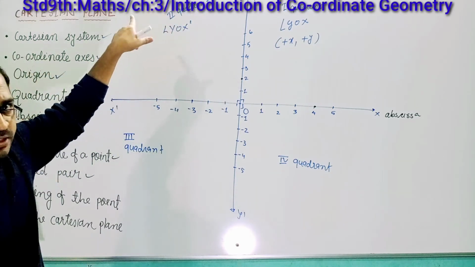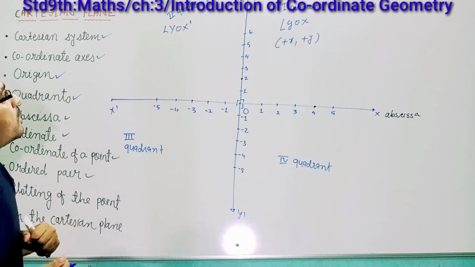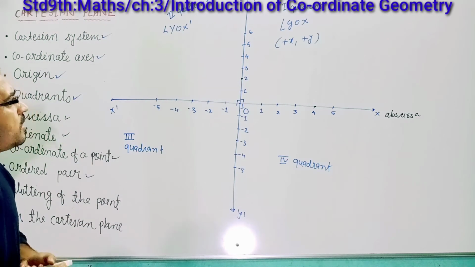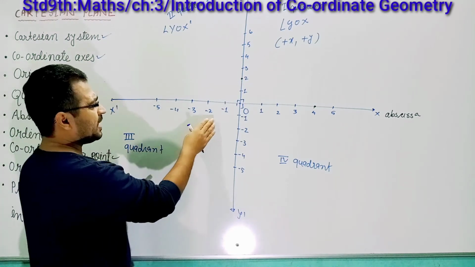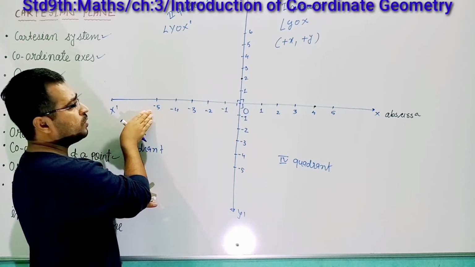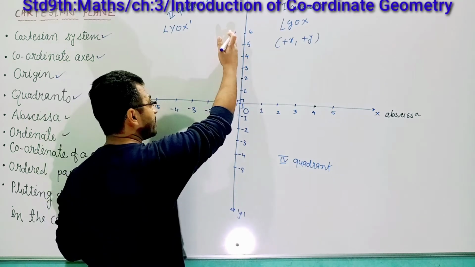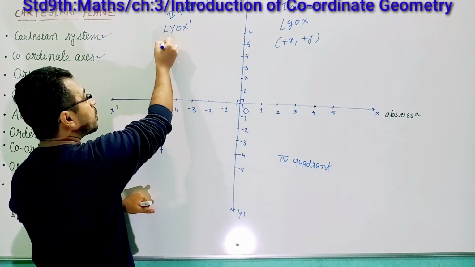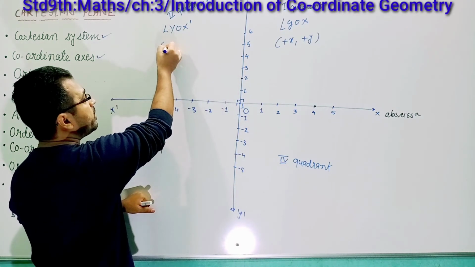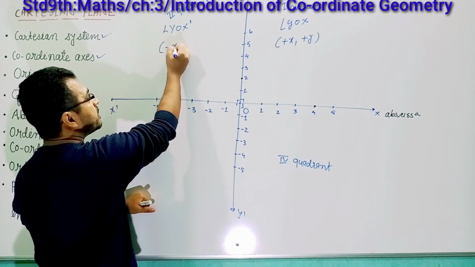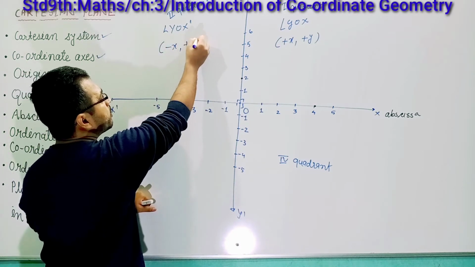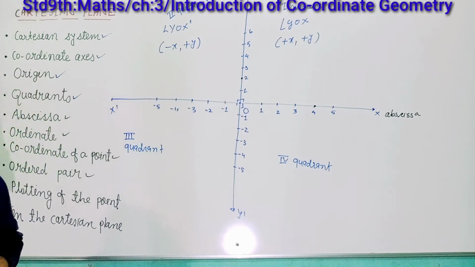Second quadrant. This is what? Second quadrant. Right students? In second quadrant you can see that the points of the x-axis are negative and the points of the y-axis are positive. So the coordinate, meaning ordered pair, will be in the form of minus x and plus y.